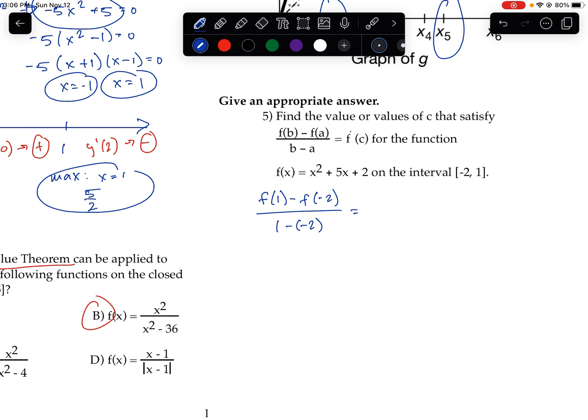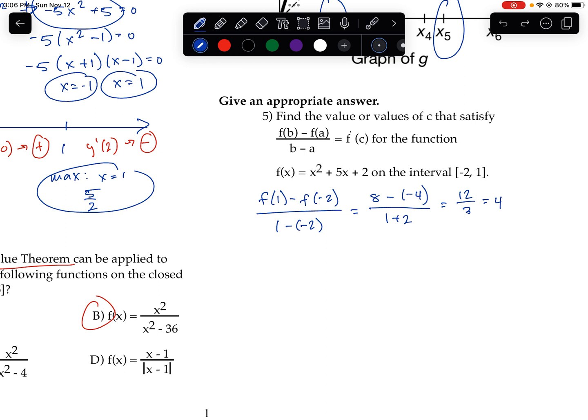So f of 1 would be equal to 1 plus 5 plus 2, which would be equal to 8, minus f of negative 2. If I plug in negative 2, that's going to be 4 minus 10 plus 2, which is going to be 6 minus 10, which would be equal to negative 4. Over 1 plus 2. So we're going to have 12 over 3, which is going to be equal to 4. So that's the average rate of change.